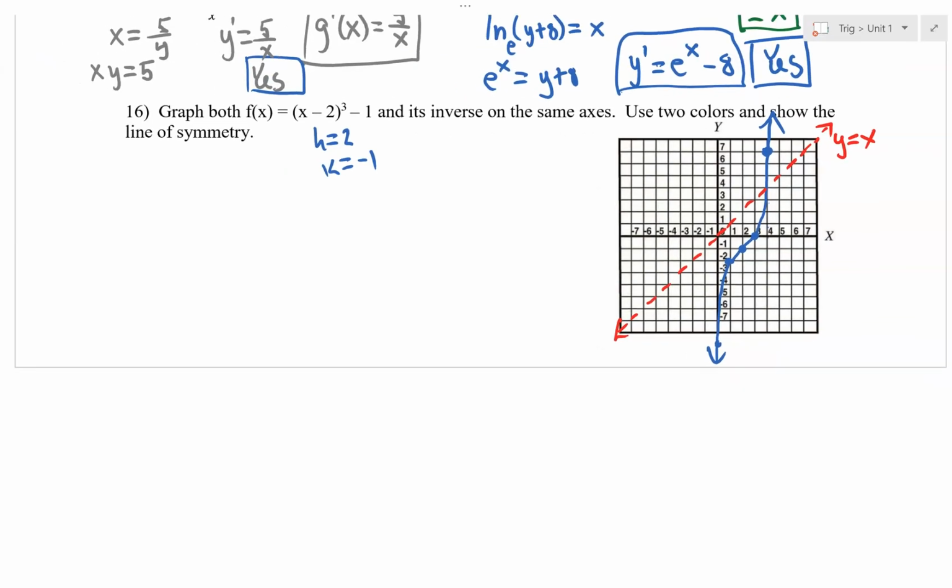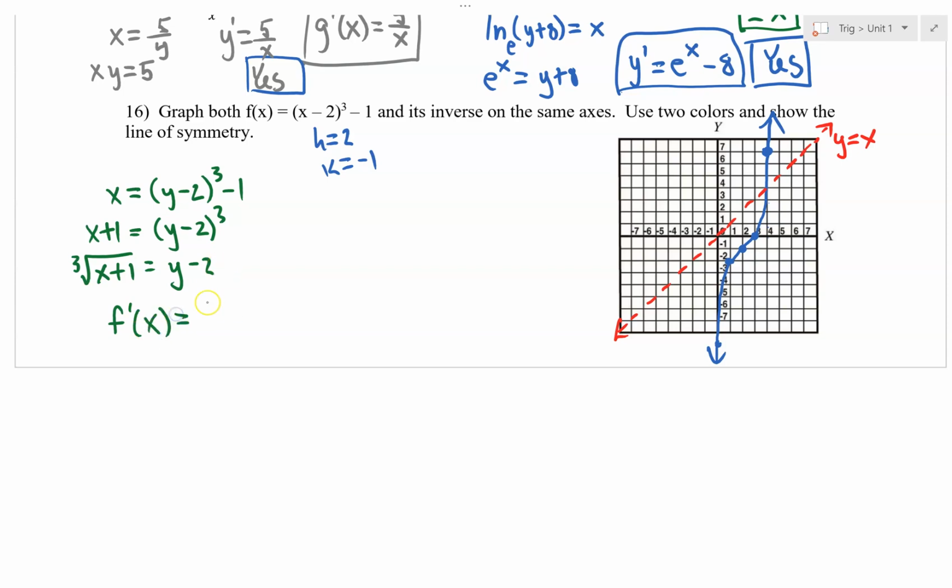Now, the other one, the inverse of this function, we've got to find the inverse first. So, to find the inverse, we've got to switch our x and y. So we're going to have x is equal to, this is going to be y minus 2, cubed, minus 1, so we're going to add 1 to both sides. We're going to take the cube root of both sides, and we are going to add 2. So the inverse of this function is going to be the cube root of x plus 1, plus 2.